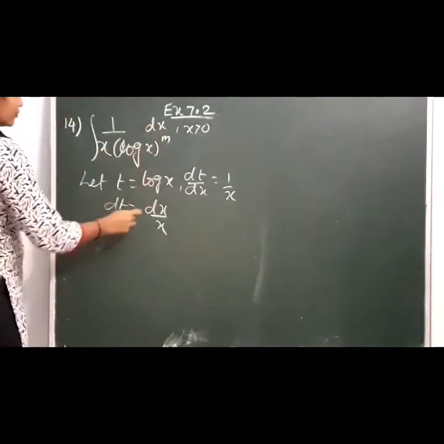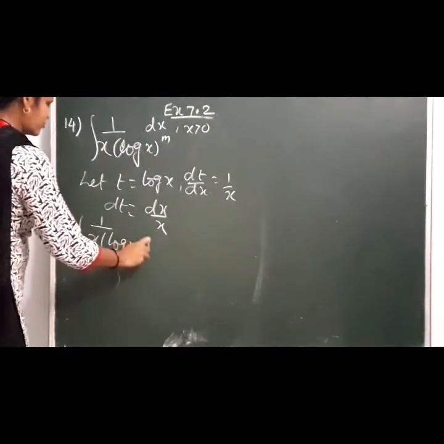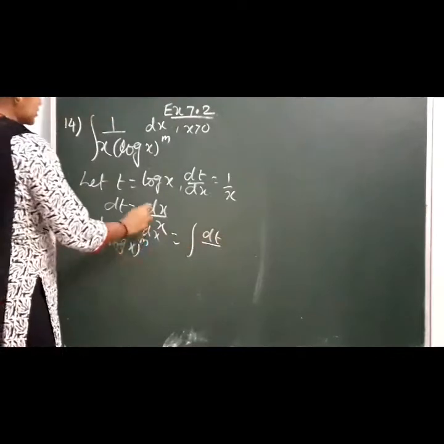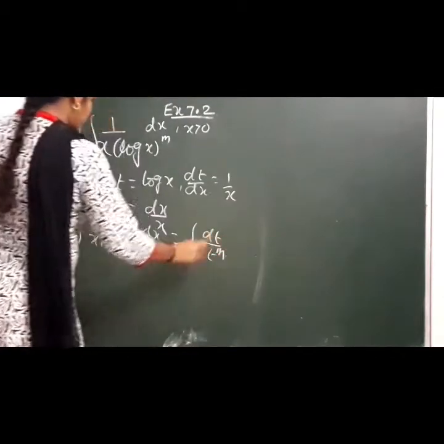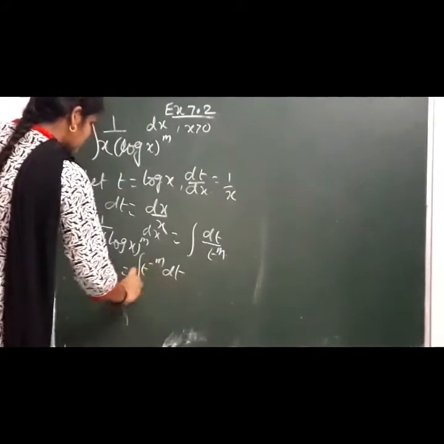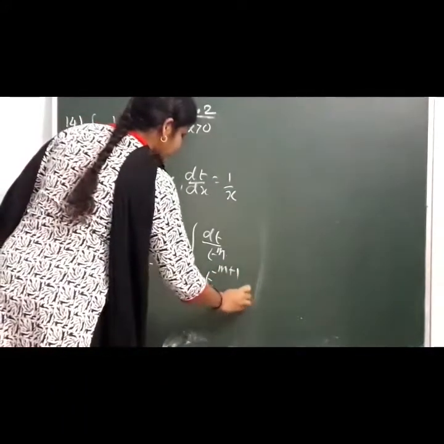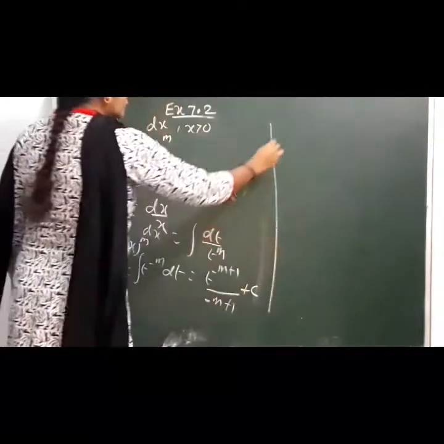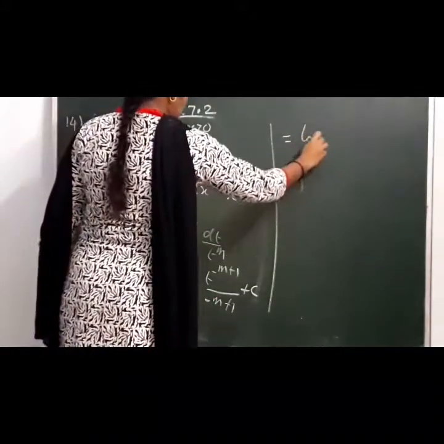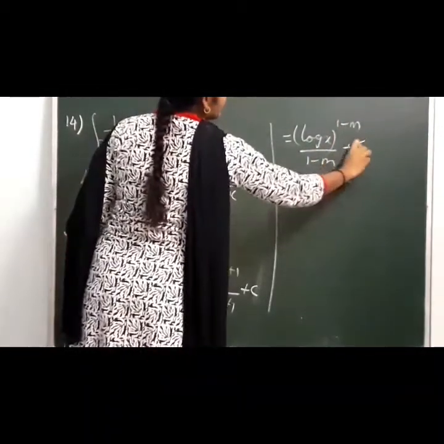So dx upon x can be written as dt. So the function could be like this: (log x) to the power of m, dx upon x becomes dt by t to the power of m. So we can integrate, put the integration here: t to the power of minus m dt. That is t to the power of minus m plus 1 upon minus m plus 1 plus c. What is t here? t is log x, so it is (log x) to the power of 1 minus m upon 1 minus m plus c. This is the answer.